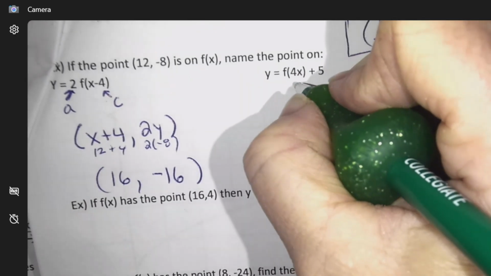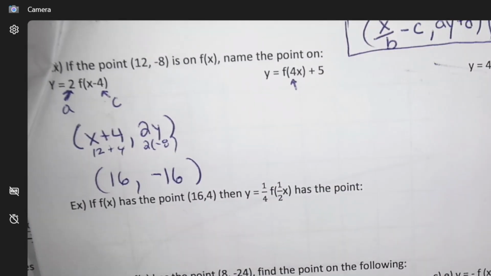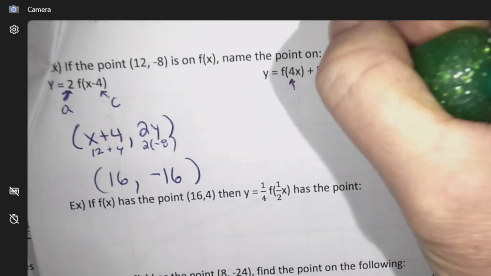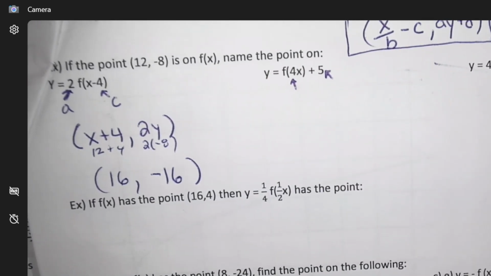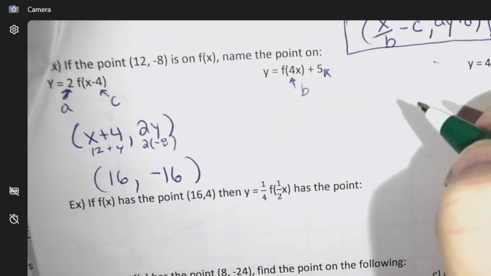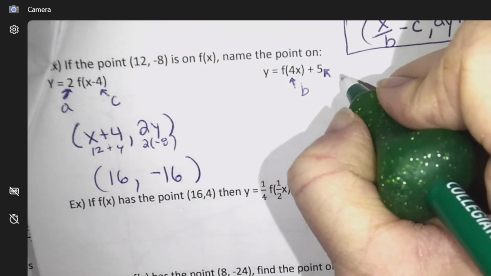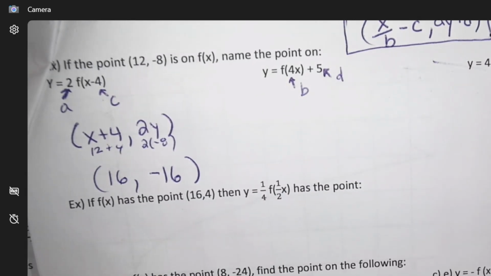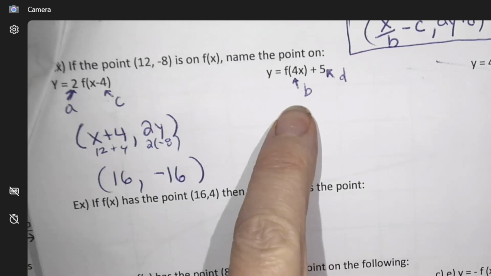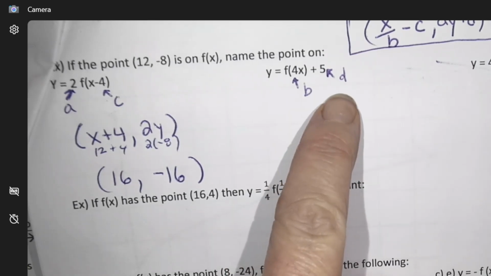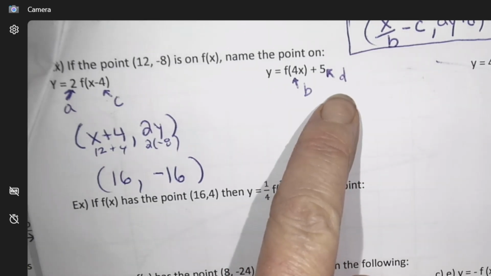Okay, the second one. What letters do you see here on that one? I see a B and a D. So not asking for it, but on the test there will be questions about words. I have horizontally compressed it by 4. That's a horizontal compression by 4, and this is a shift in which direction?